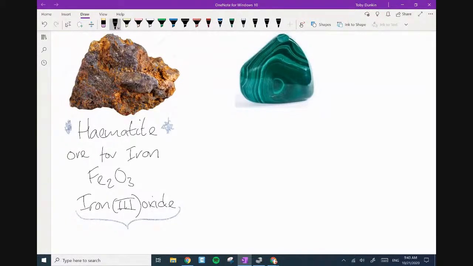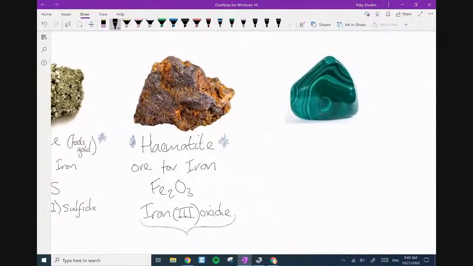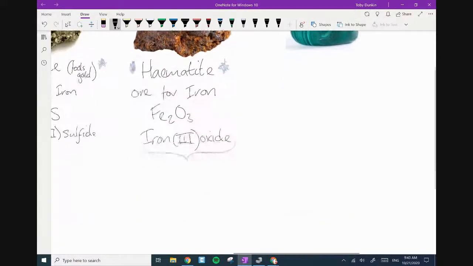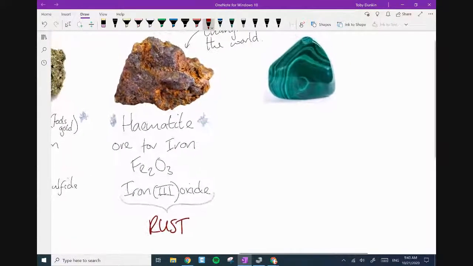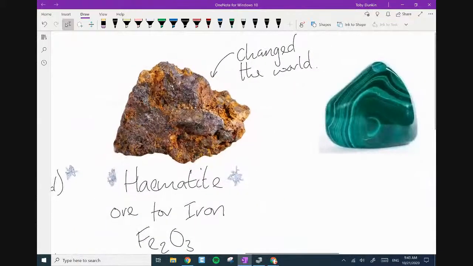The next rock is, again, one that changed the world. Hematite changed the world because it was important for the Industrial Revolution. Rust, yes. By the way, notice my changing color. It's called rust. Iron(III) Oxide is the proper name for rust. And you can see how rusty the rock is. How cool is that? Such a pretty rock. I don't actually own any hematite in my collection, which is a bit sad.